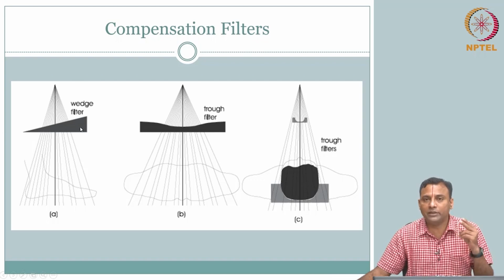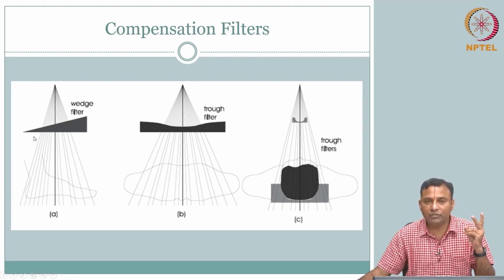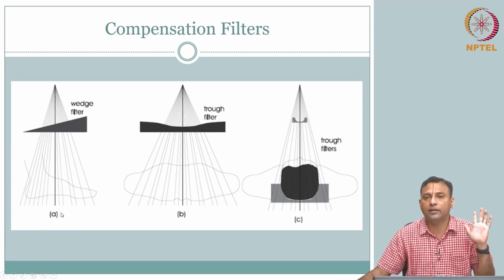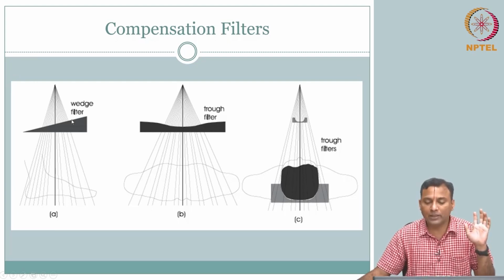So there are two variables in your attenuation. One is mu, the other is delta x. By using this compensation filter, you are trying to make sure that delta x variability is reduced. So whatever differential signal that you get is only because of the mu that is along the path and not the length of the path itself, right. So here is one typical example.